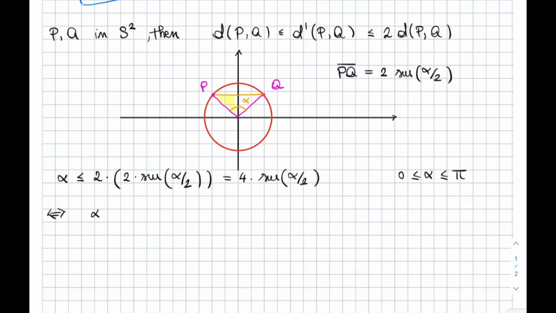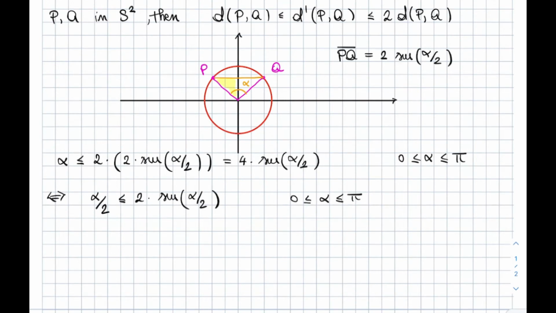So we have to prove this inequality, and notice that this is the same thing as saying that alpha divided by 2 is smaller or equal than 2 times sine of alpha divided by 2. Now, this inequality must hold for alpha bigger or equal than 0 and smaller or equal than pi. However, notice that if we input alpha equal 0, then we have 0 smaller or equal than 0, which is satisfied. And if we input alpha equal to pi, then we have pi divided by 2 smaller or equal than 2, which is satisfied as well.